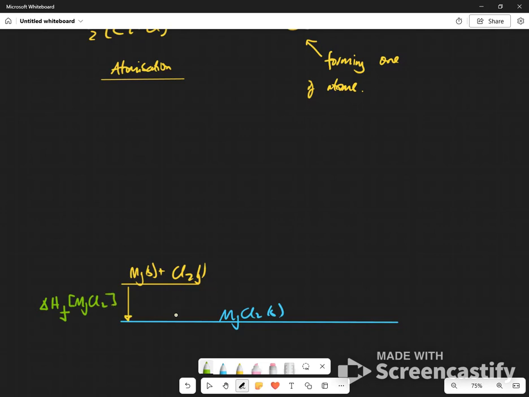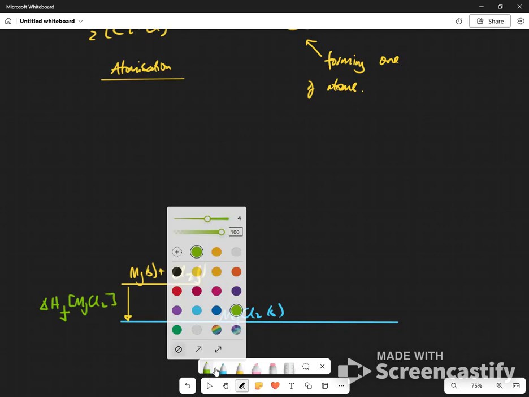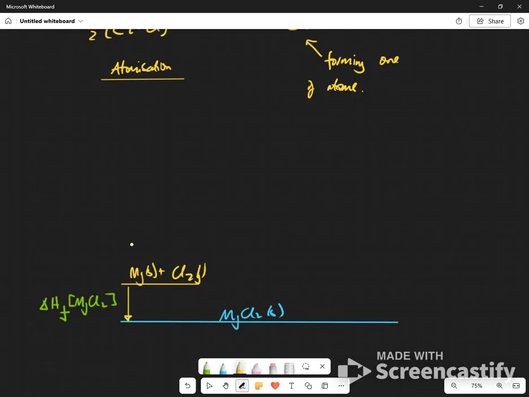because we're making it from its elements. Now we're going to go up to the next level, and the first thing I have to do is vaporize my magnesium. So I go from solid magnesium to gaseous magnesium. This change is the delta H of vaporization of magnesium. And my magnesium's gone from a solid to a gas. I haven't done anything to my chlorine.